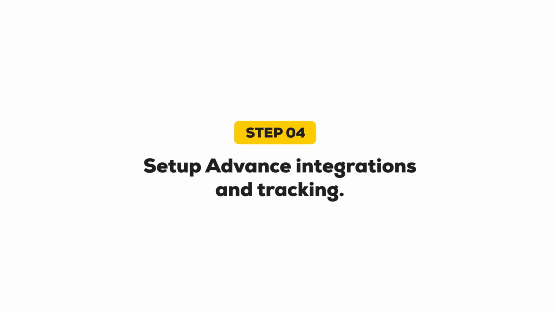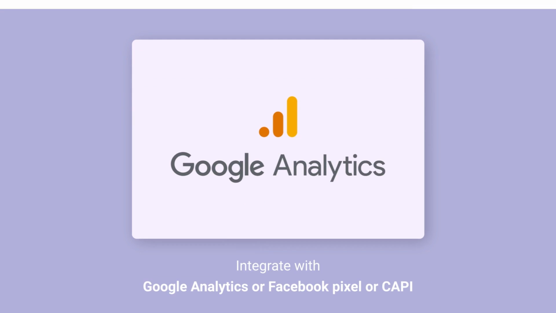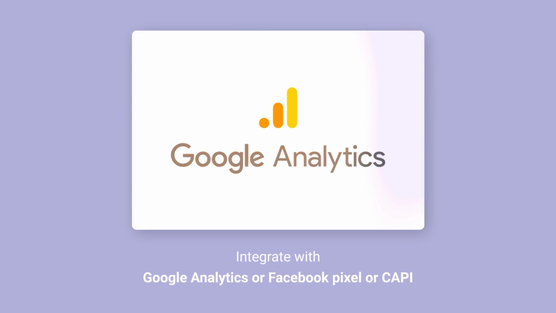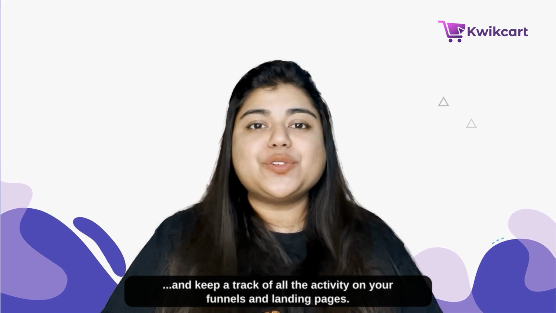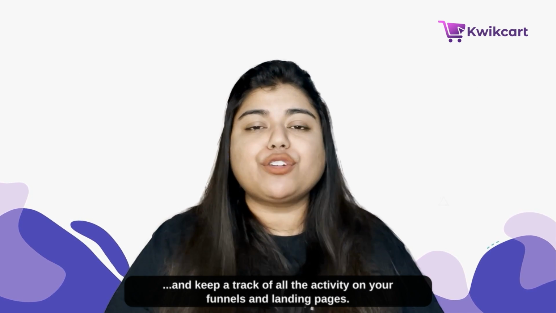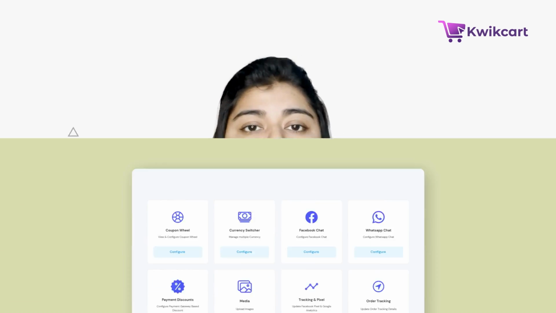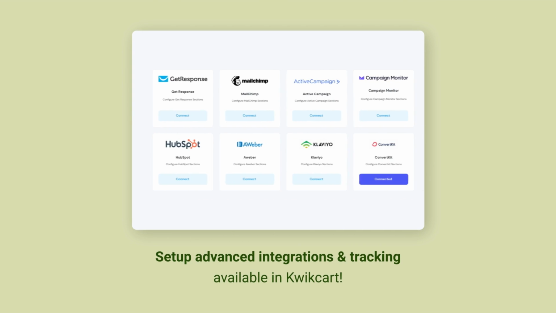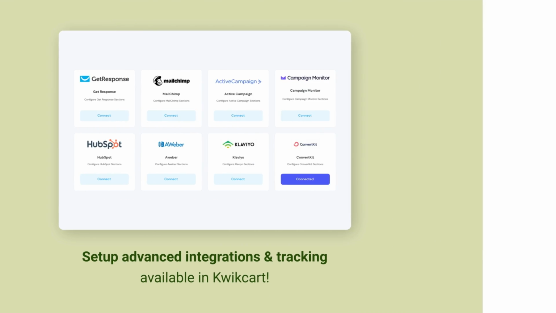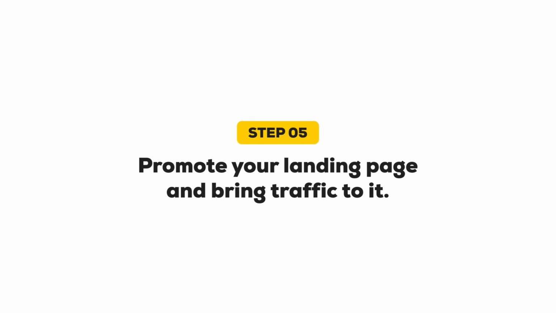Step number 4. Set up advanced integrations and tracking. Integrate with Google Analytics or Facebook Pixels or CAPI easily and keep track of all the activity on your funnels and landing pages. Also, you can integrate with various autoresponders easily to automate the complete email campaigns for your leads.